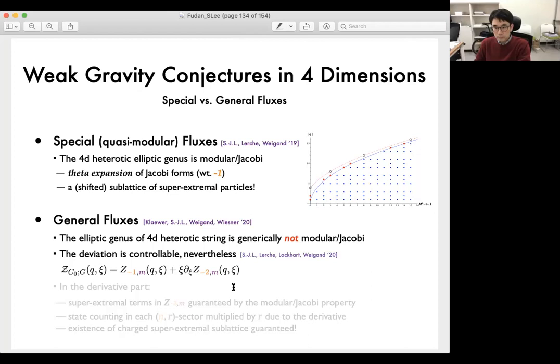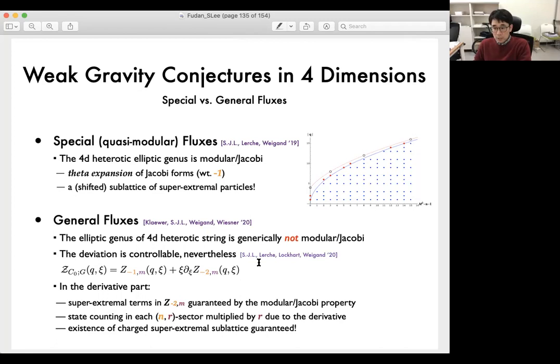You might think that the derivative sector might ruin the argument for a super extremal sublattice, but as it turns out, it's all fine. The reason is the following. Firstly, the weight minus two object by itself does have a super extremal terms by the Jacobi property, and this was precisely the 6D reasoning. Next, the role of the C derivative here is just to multiply each non-trivial term in this Z minus two by the charge R. Then obviously, any charged super extremal terms must remain even after the derivative, and therefore, the sublattice version of weak gravity should still hold.